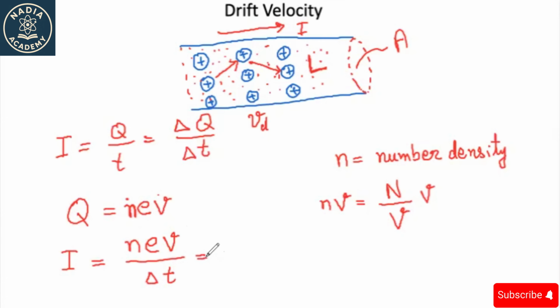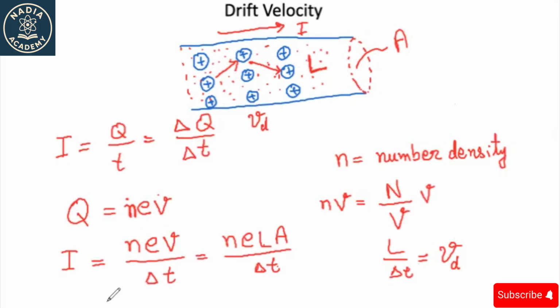Now, what is the volume? Volume is length times cross-sectional area, divided by delta t. So length divided by delta t, what is it? The length over delta t is actually our drift velocity, at which the charged particles drift within this length L in the time delta t.